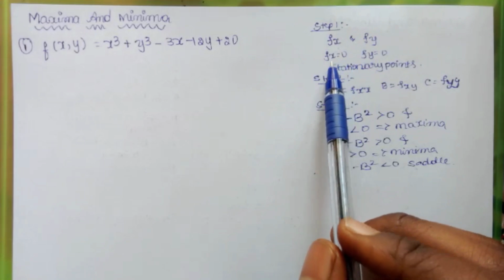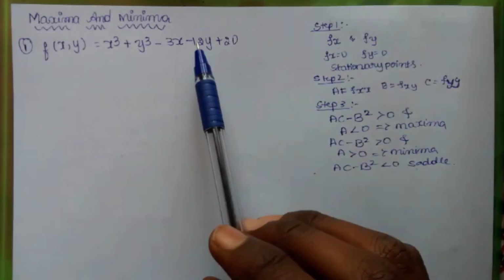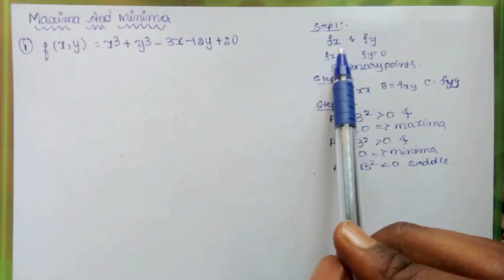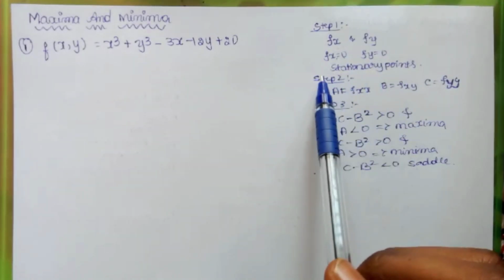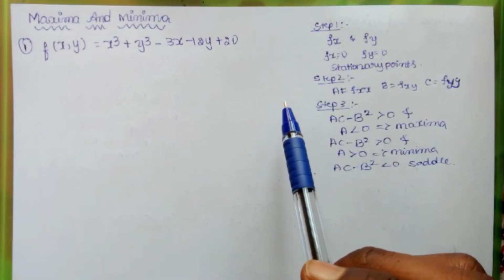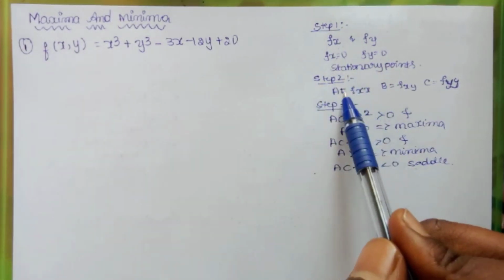After finding this, we make fx equal to 0 and fy equal to 0. When we make the partial differentiation with respect to x equal to 0 and with respect to y equal to 0, we get the stationary points. Next, after getting the stationary points, we need to find a, b, c.